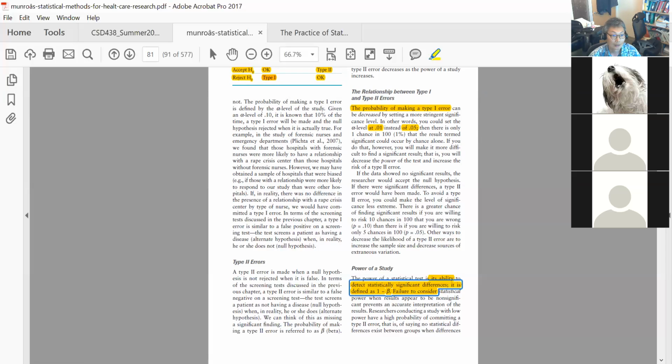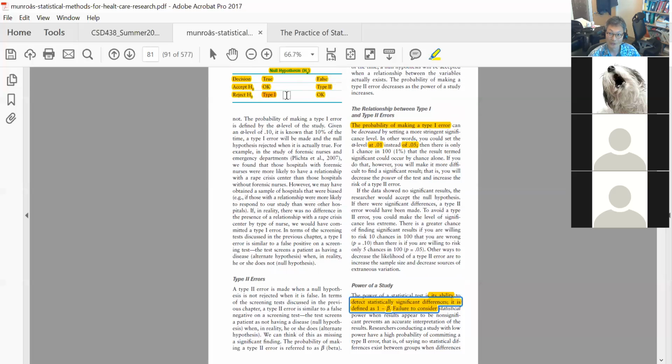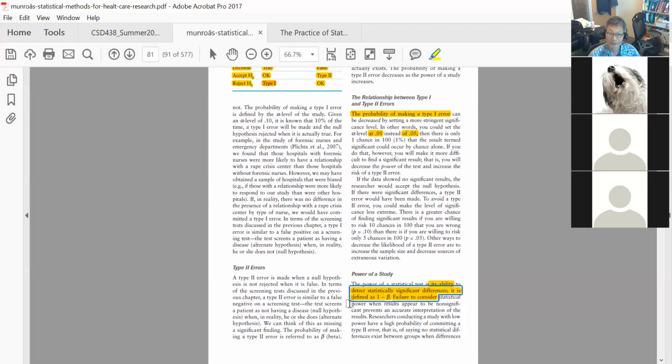Okay, so the definition of a type 2 error, I also told you about: when a null hypothesis is not rejected, which means we accept the null hypothesis, but in reality the diagnosis is just false. Then that's the type 2 error, right? So please understand this table.